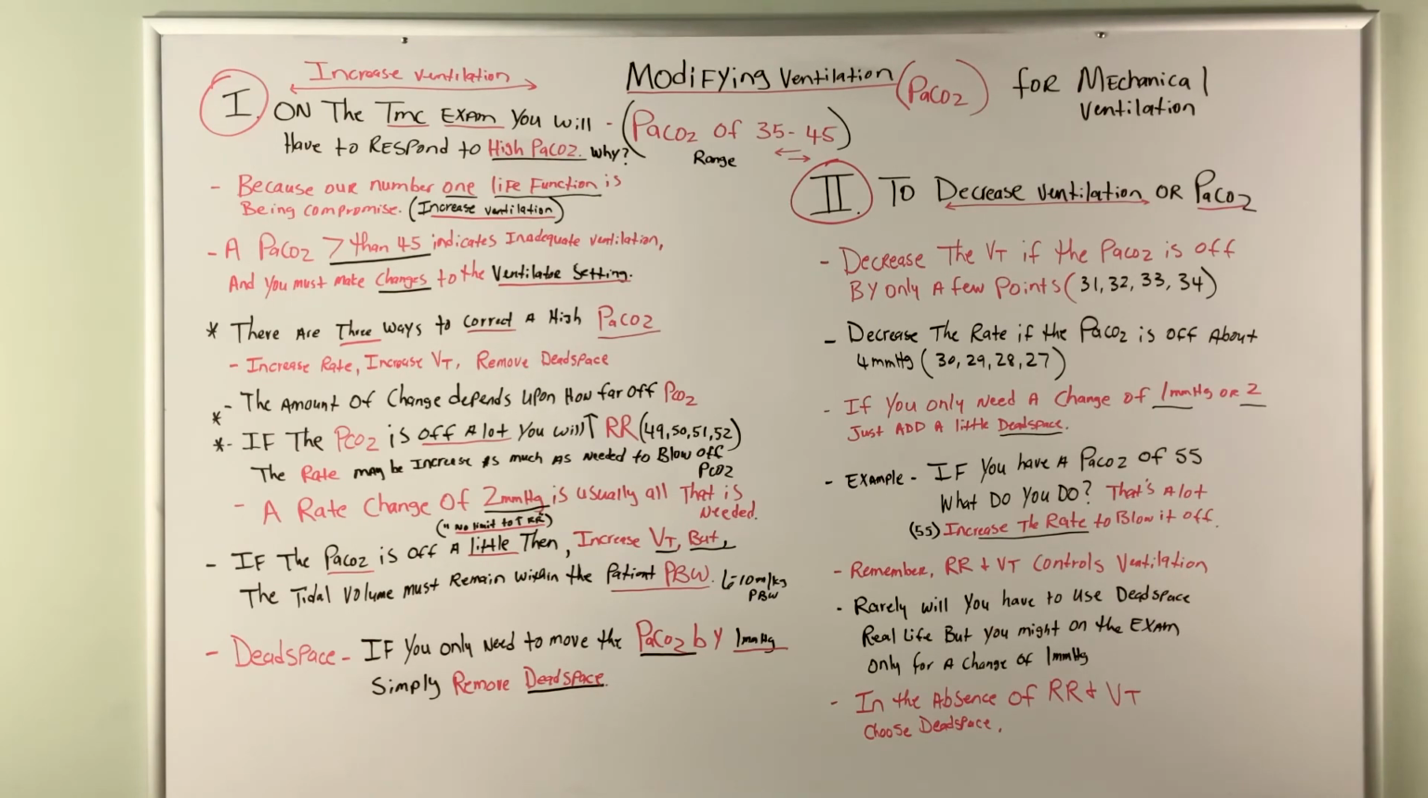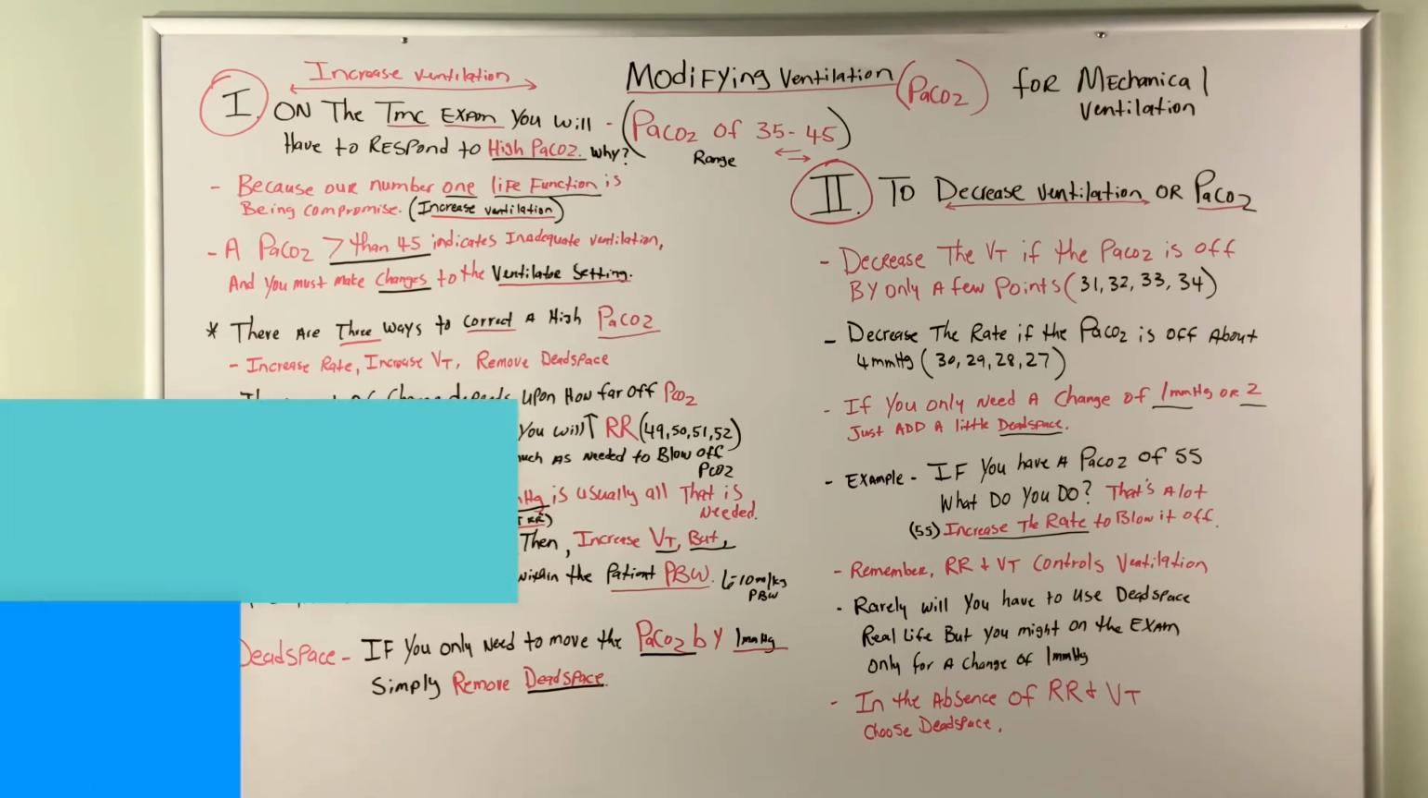Now, before we go, I have a question, and you should just pop it out right off the top of your head. If you have a patient with a CO2 of 55, that's a lot. Remember, the normal range is 35 to 45. If you have a patient that has a CO2 of 55, what do you do? That's right, you increase the rate in order to blow off that CO2. And there you have it.